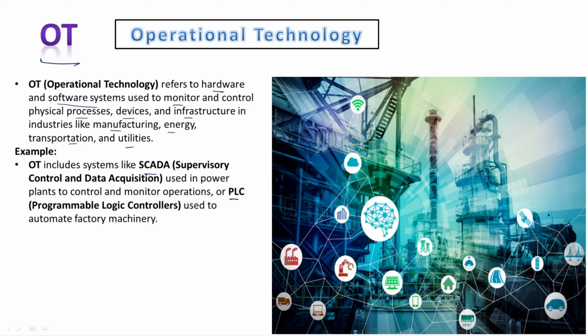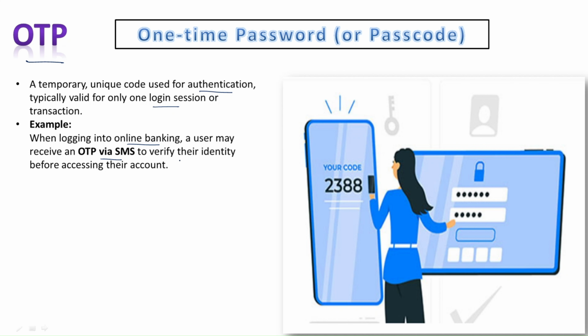OTP, that is one time password or passcode. It is a temporary unique code used for authentication, typically valid for only one login session or transaction. For example, when logging into your online banking, a user may receive an OTP via SMS to verify their identity before accessing their account.